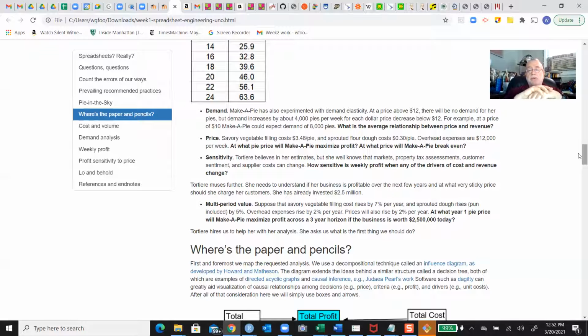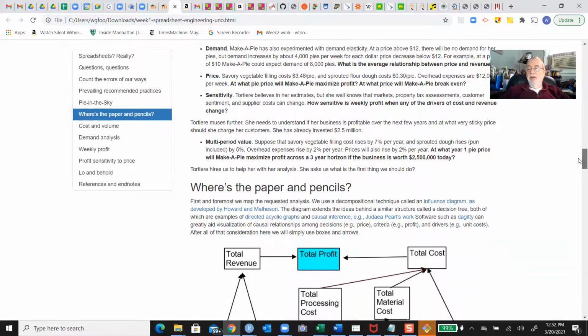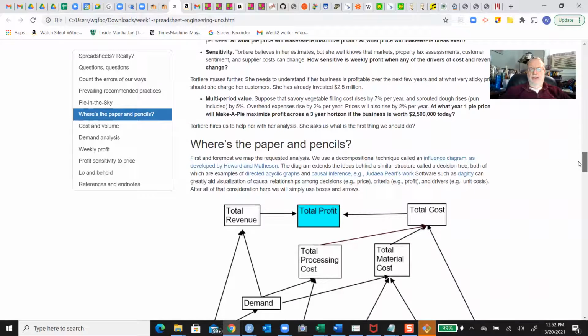Tortilla muses further. This will be next week's problem, multi-period value across a 3-year horizon. What if her business is worth $2.5 million today? I don't know if that's right. We'll check that out later on.